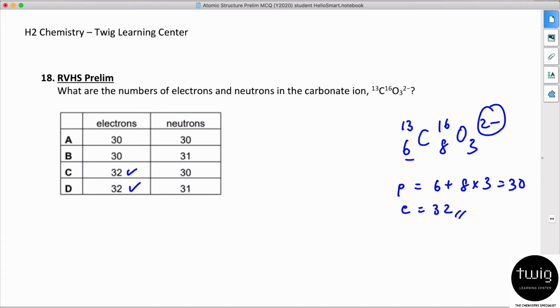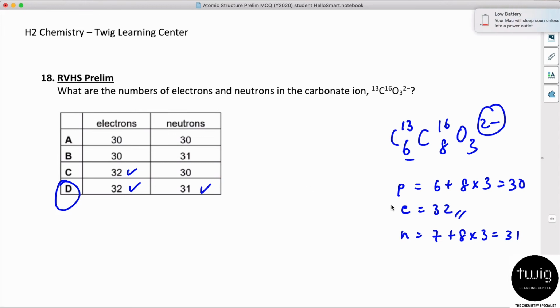How many neutrons? For carbon, 13 minus 6 is 7. Then for oxygen, 16 minus 8 is 8, so 8 times 3, and 7 plus 24 is 31. So it looks like the answer has to be D. That's how we do it. Let's look at the next question.